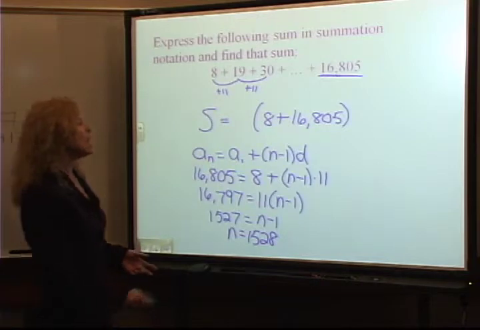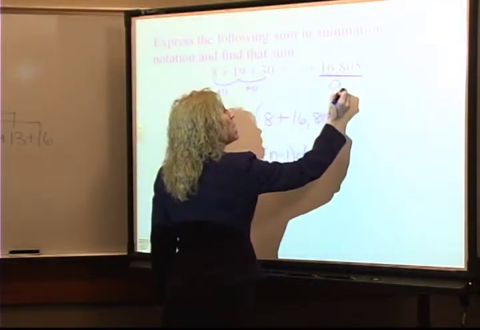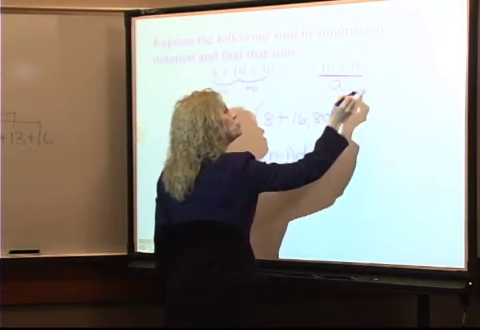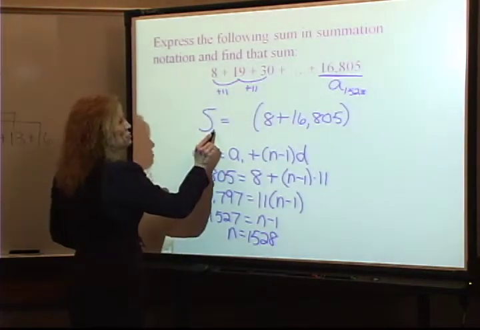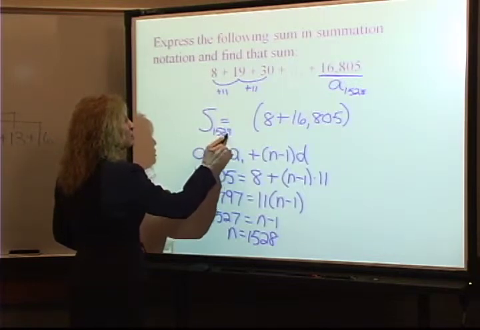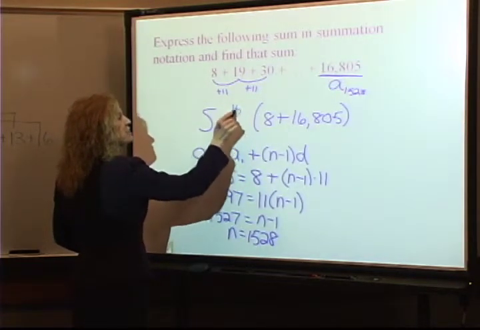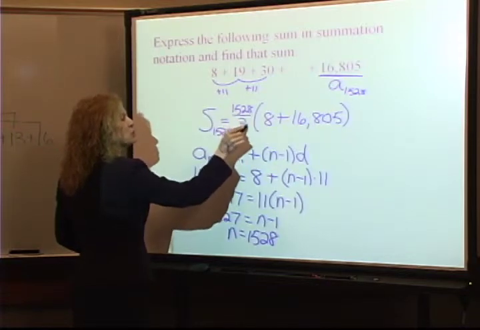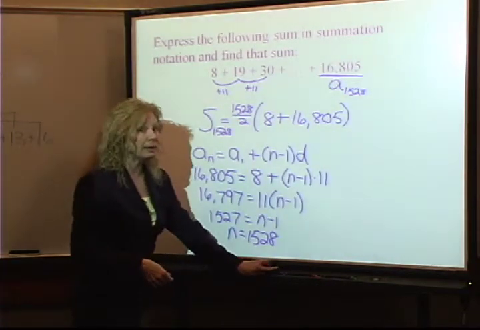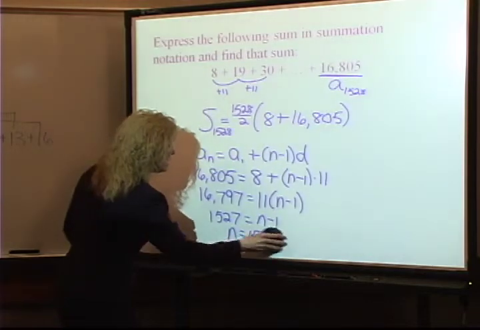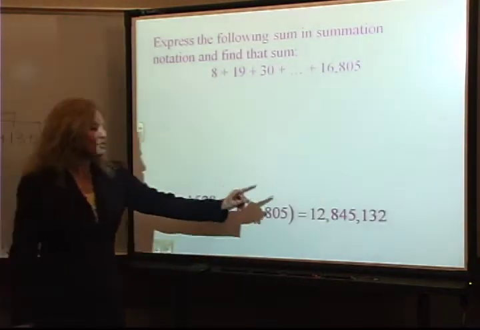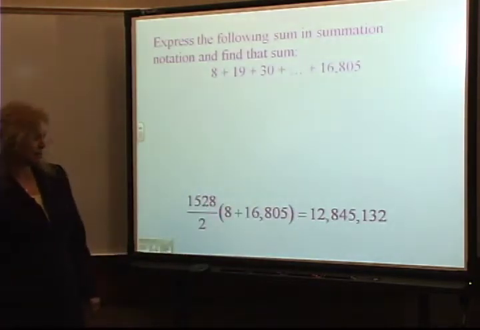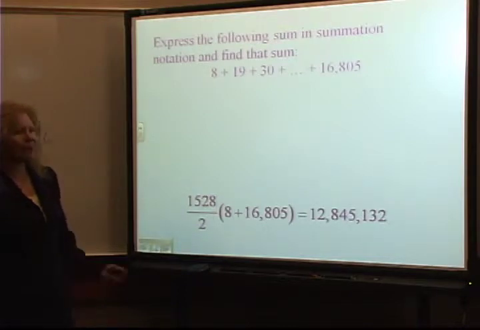I'm adding up, this is A sub 1528. So now I know I'm trying to add up that many terms, and it would be 1528 divided by 2. And I really didn't want to do that arithmetic in my head. My eraser is still not working. It is over 12 million. Aren't you glad we have a shorter way of doing that? I am.